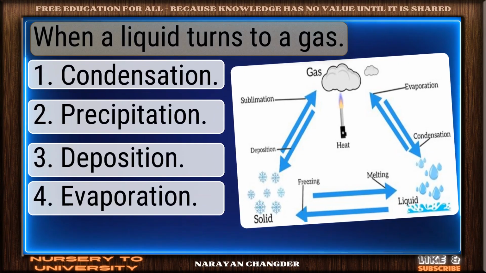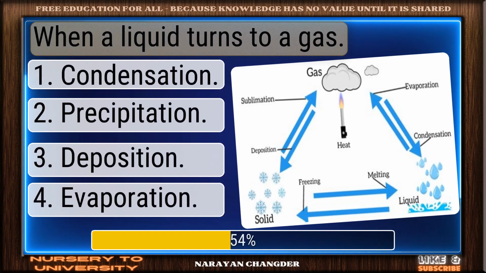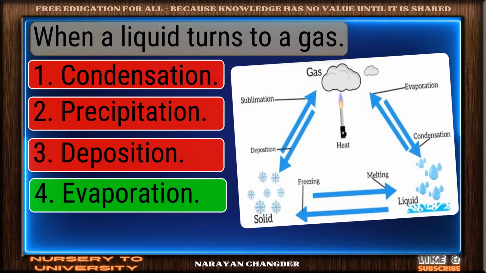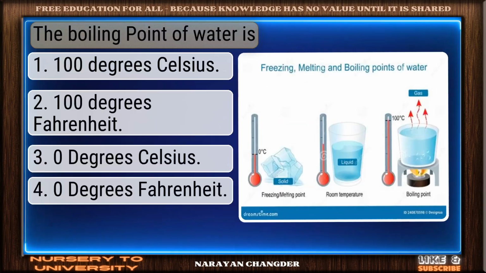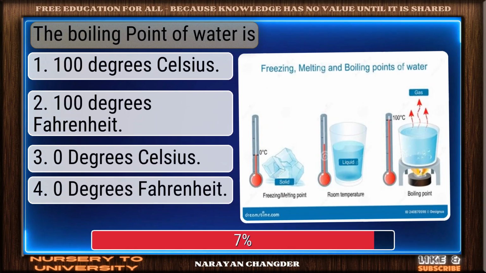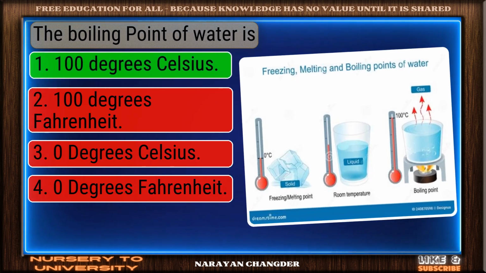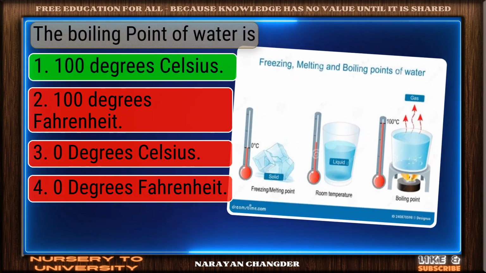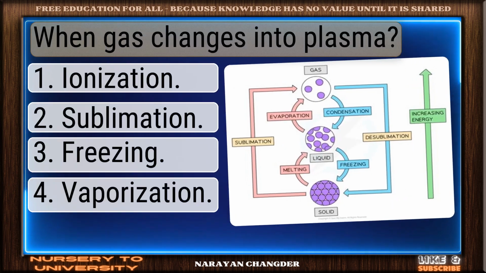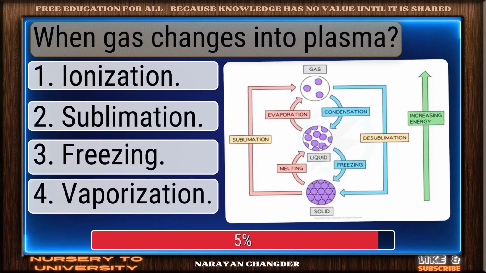When a liquid turns to a gas. Valid point. Evaporation is true. The boiling point of water is. Nicely done. 100 degrees Celsius is a solid answer. When gas changes into plasma.